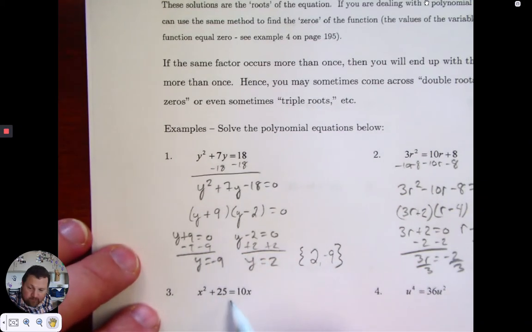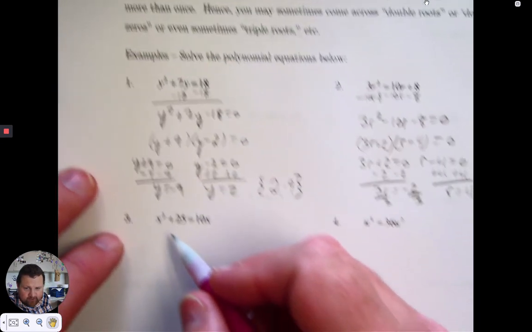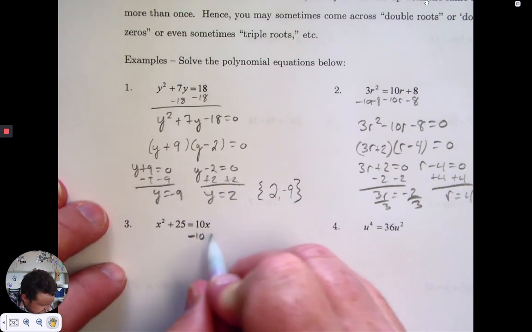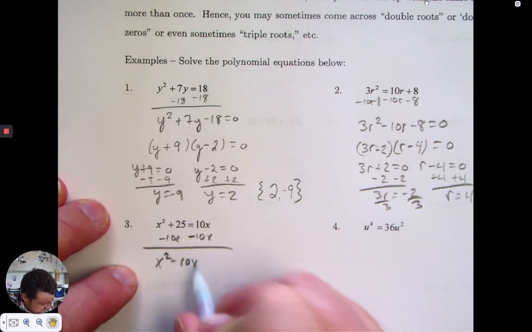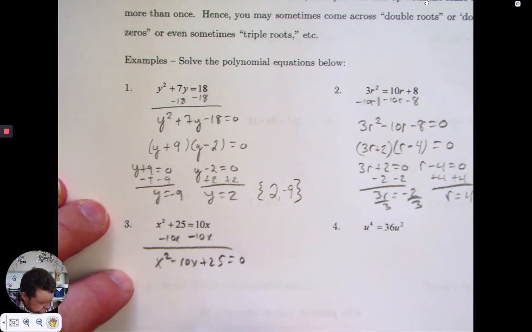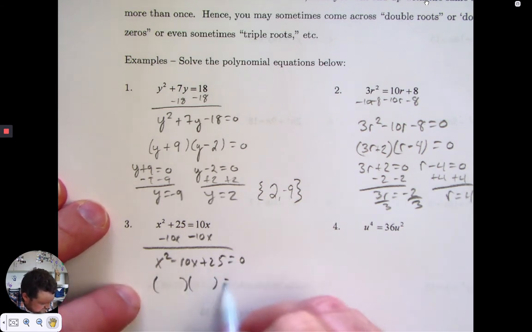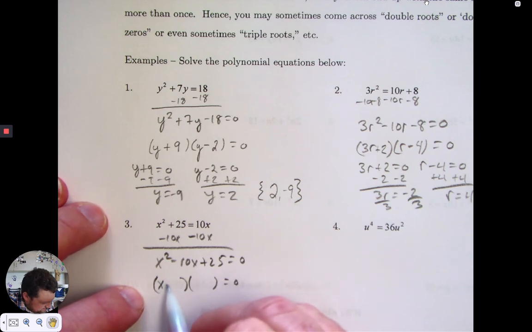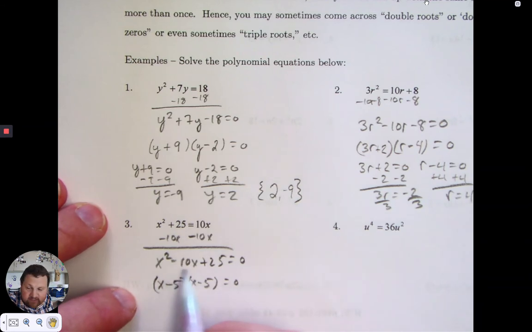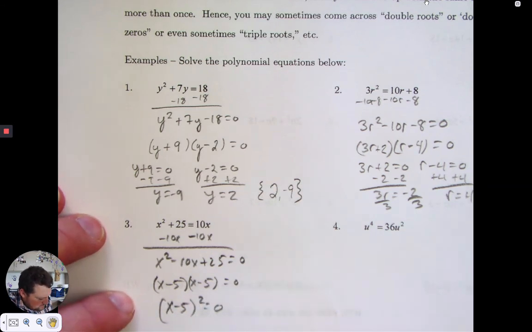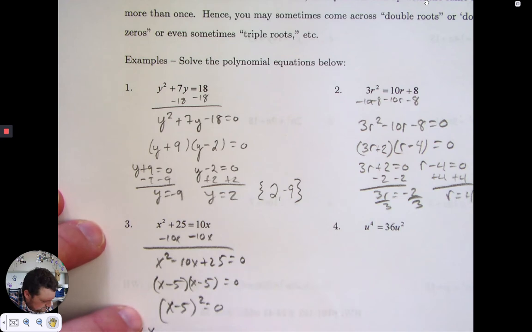Okay. Same thing with this next one. We need to get it set equal to 0 first. So we can subtract 10x from both sides. So x squared minus 10x plus 25 equals 0. And then we need to factor this down. Now, for some of you, you may need to go through and do it this way. Others may have noticed this as one of those perfect square trinomials, so you could go straight to x minus 5 squared to begin with. So what this means, since you have two of them, you have twice that x minus 5 equals 0.